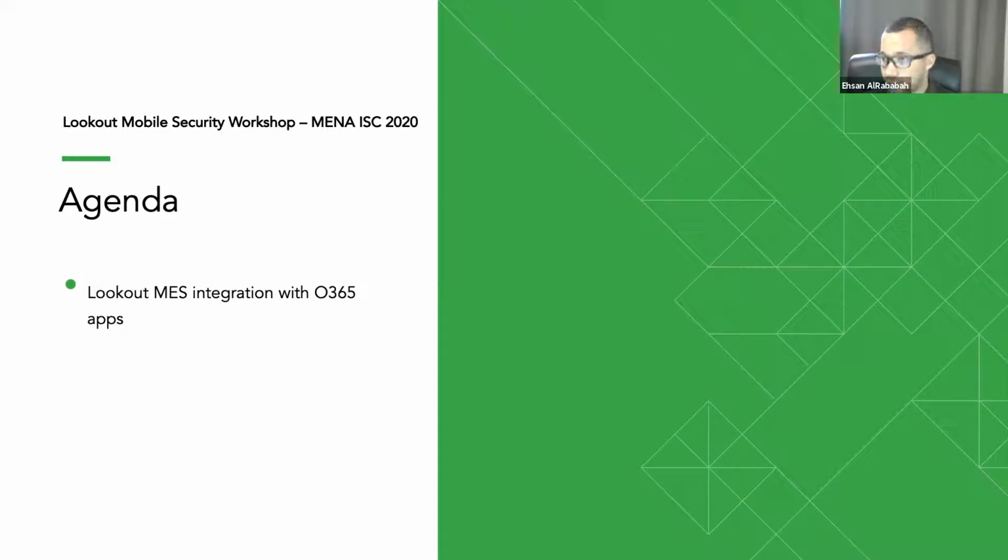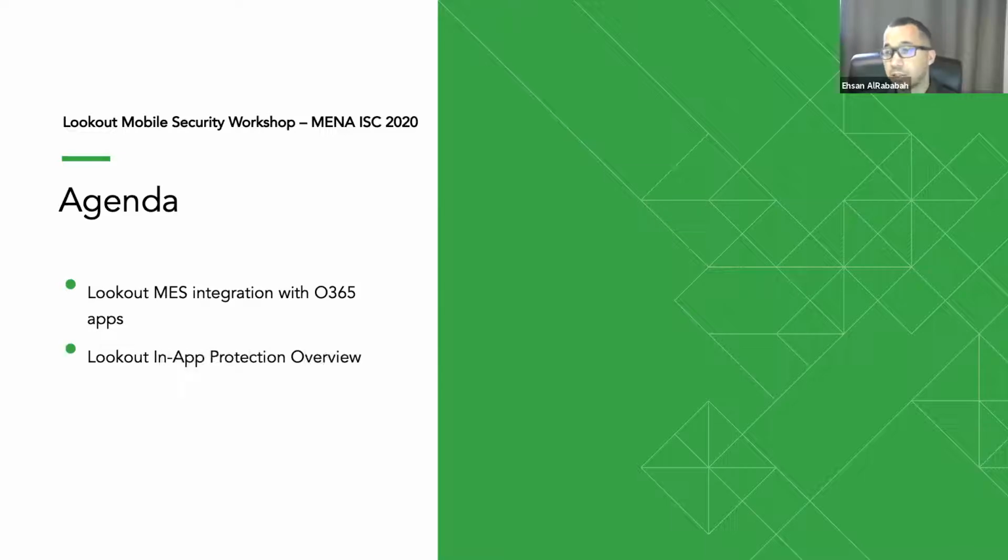We'll start with the first one, which is about the integration of Lookout mobile endpoint security with the Office 365 apps. We'll explain how Lookout will complement and enhance the security posture of Microsoft services and some other cloud services as well, but mainly Microsoft Office 365 apps, and how we integrate with the container-based approach to provide better security, visibility, and posture, and to protect the data of the organization while not interfering with end users' privacy in the same way that MDM is doing.